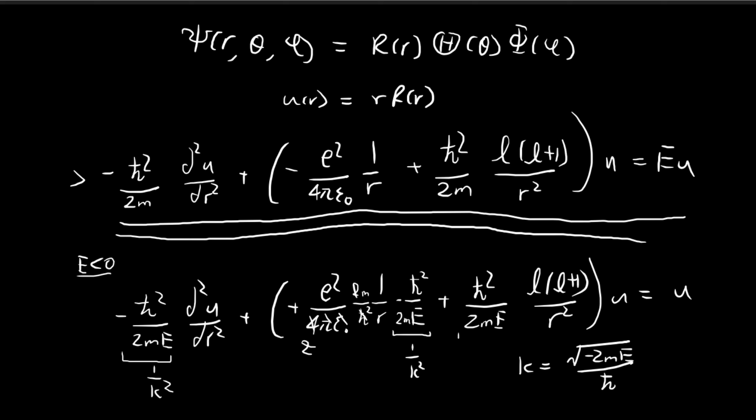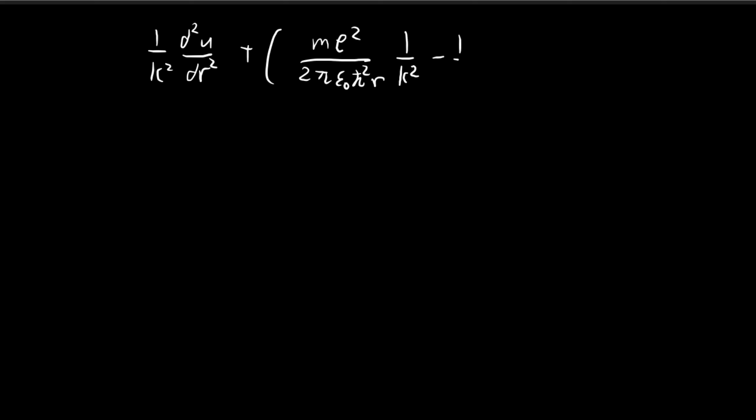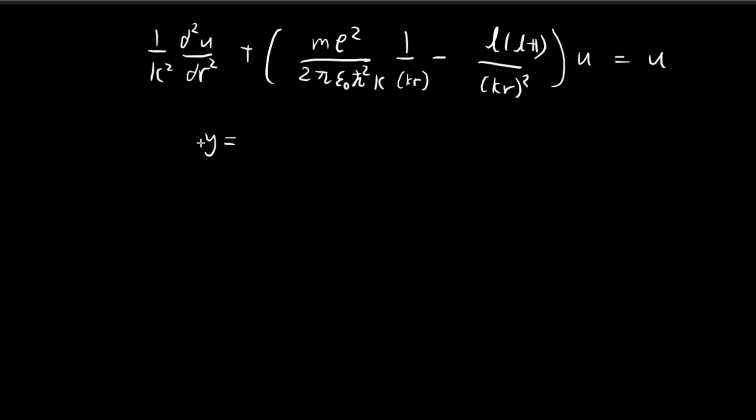For the next term here, you can see that this is equal to negative 1 over k squared, so don't forget the negative sign. So we have negative 1 over k squared, l times l plus 1 divided by r squared, and then we multiply this by u is equal to u. Now I'm going to group some of the terms together. You can see that there's a k squared r squared over here. I'm going to group them together as kr squared. Here we have k squared and an r, so I'm going to put one of the k's at the bottom and group the kr's together. The reason I'm doing this is because I'm going to define a new symbol called y.